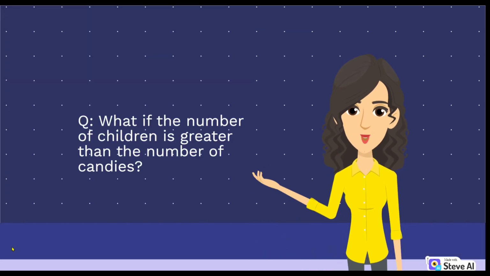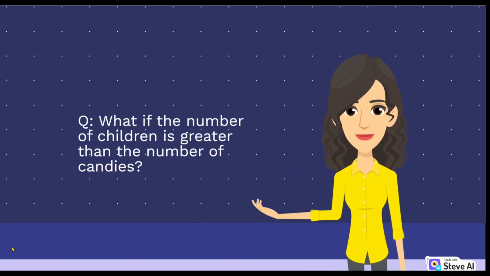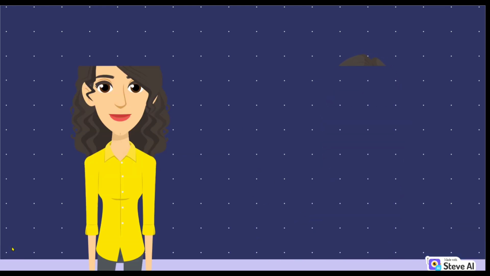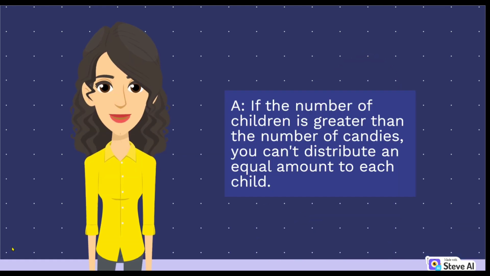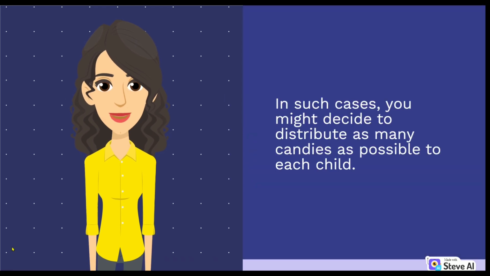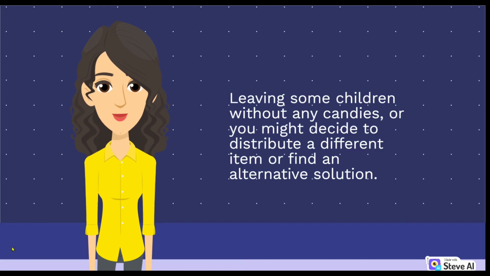Question: what if the number of children is greater than the number of candies? A. If the number of children is greater than the number of candies, you can't distribute an equal amount to each child. In such cases, you might decide to distribute as many candies as possible to each child, leaving some children without any candies. Or you might decide to distribute a different item or find an alternative solution.